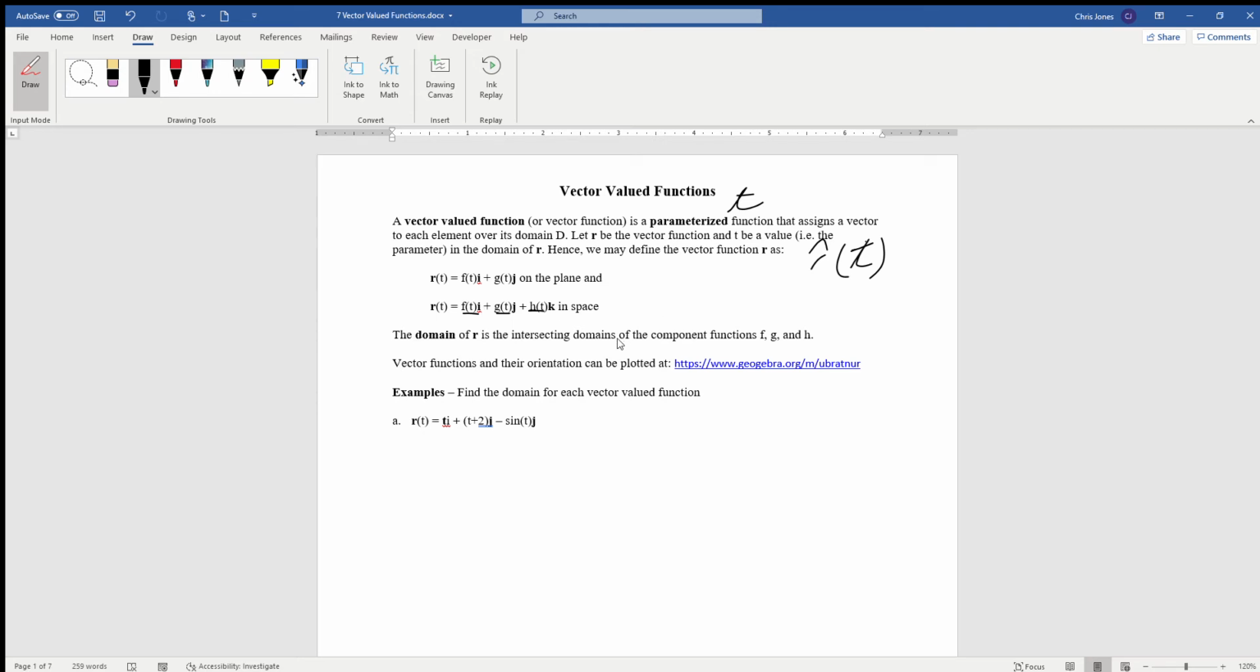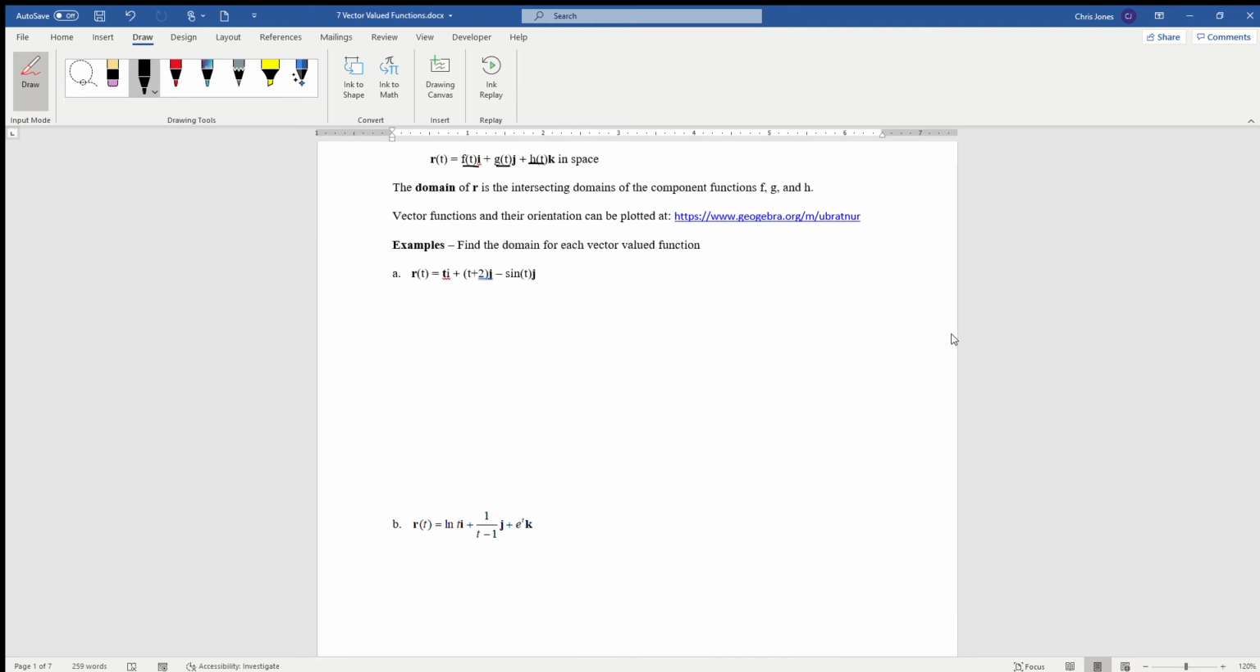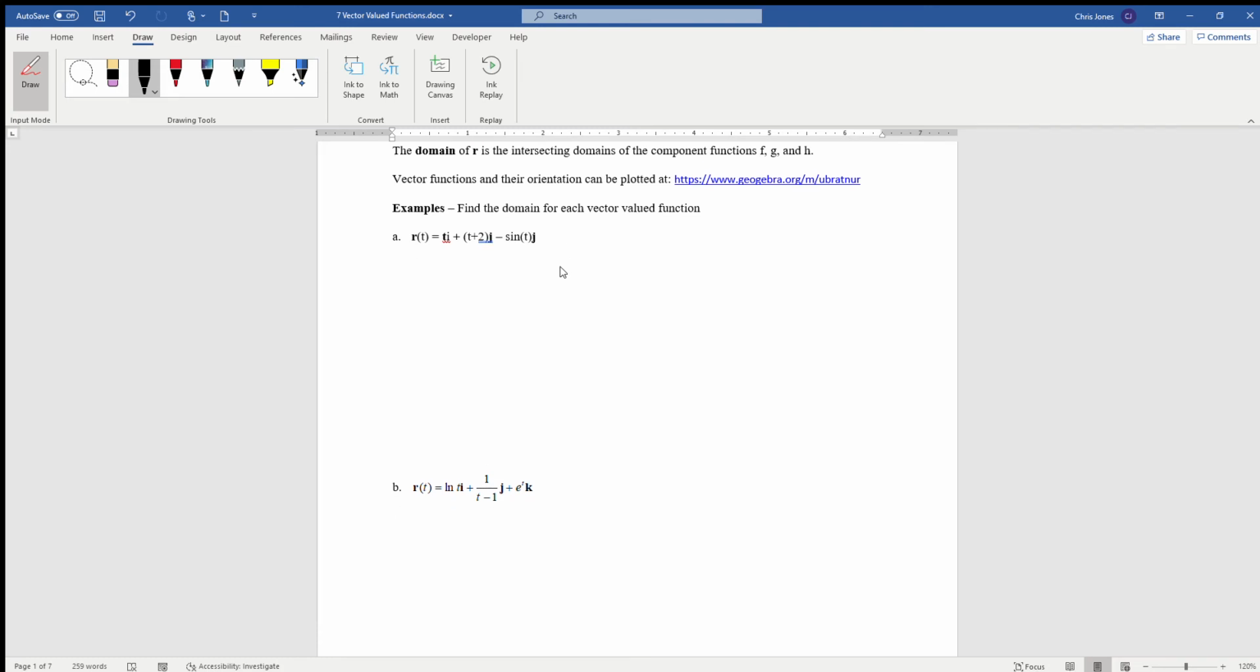All right. And I did find a website that was really nice to be able to plot vector-valued functions and to see what their orientation looks like. I'm going to show you that in a separate video. But for right now, let's just take a look and find the domains, and then we can eliminate the parameters. So the first one that we have is this function t i plus t plus 2 j minus sine t, and that should be a k.